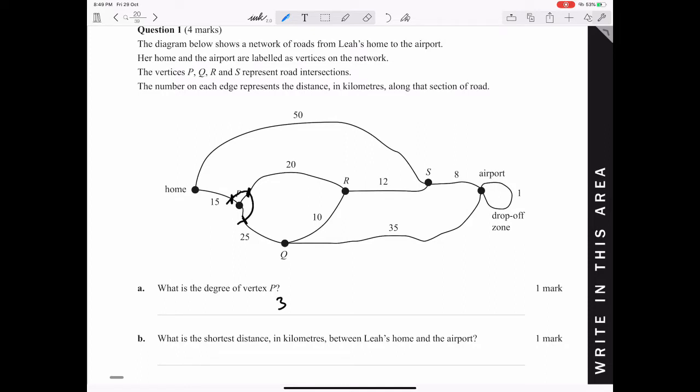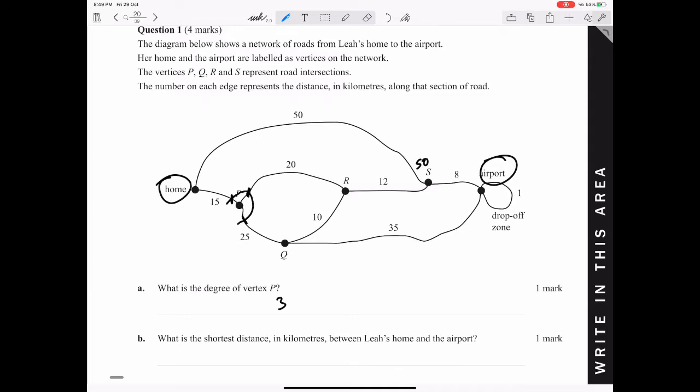B. What is the shortest distance in kilometres between Lee's home and the airport? So we've got to find the shortest distance between the home and the airport. To do this, I use a method, like a Dijkstra's algorithm method, in a graphical form. So I can just show it to you right now. You start off from home and you write the numbers. So you write 50 over here to every vertex you can reach.